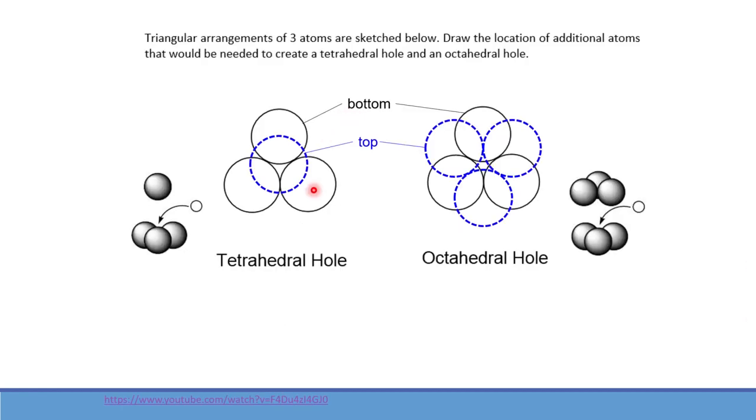So here we are going to look at how we would get our tetrahedral hole and our octahedral hole. So here's our triangular arrangement of our three atoms, and the black are on the bottom, just like they were on the previous slide. And our additional atoms are shown in dotted blue on top. So our tetrahedral hole would be created by one atom sitting on top of the three right in the center. So we'd have a tetrahedron in the middle, and a little atom or ion could fit in the middle.